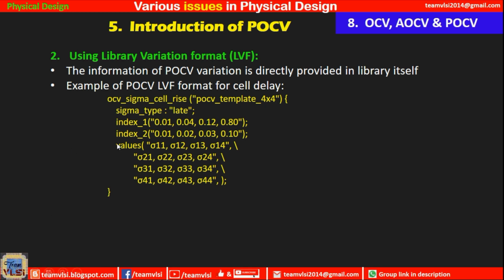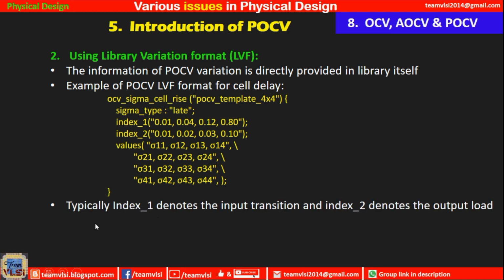Then based on index 1 and index 2, here is your sigma value. So what do index 1 and index 2 indicate? Typically index 1 denotes the input transition and index 2 denotes the output load. So basically your sigma will be decided based on the input transition and output load.